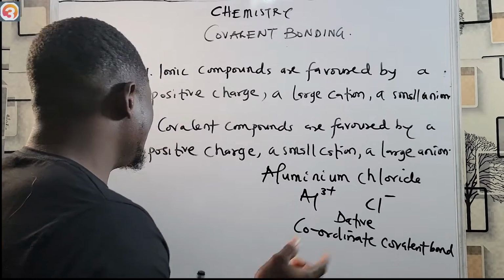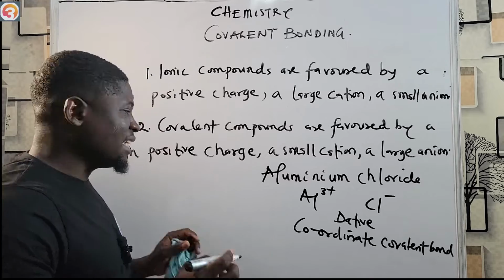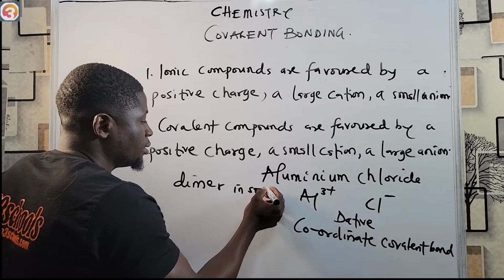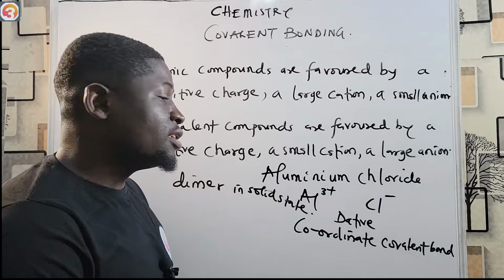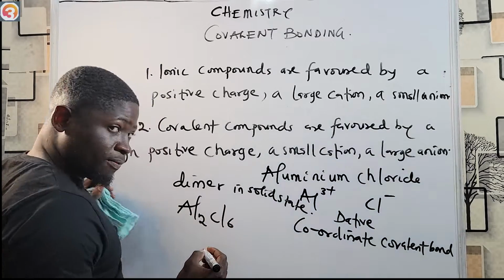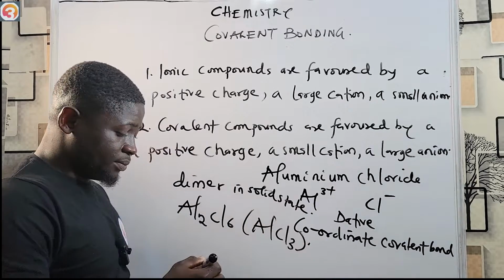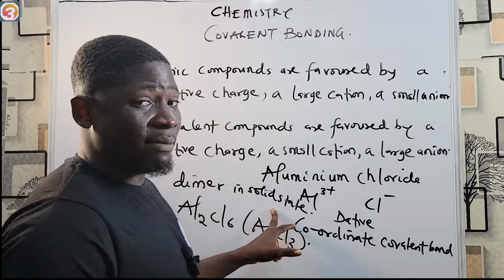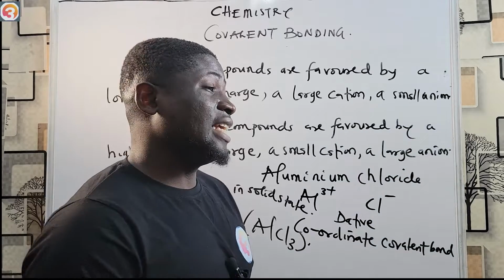Another thing you should note here is that aluminum chloride exists as a dimer in the solid state. That means it has the formula Al2Cl6 as opposed to AlCl3. That is just something to note by the wayside. Aluminum chloride exists as a dimer in the solid state and has the formula Al2Cl6, not AlCl3.